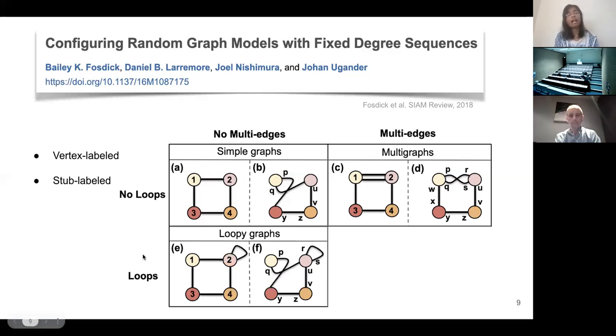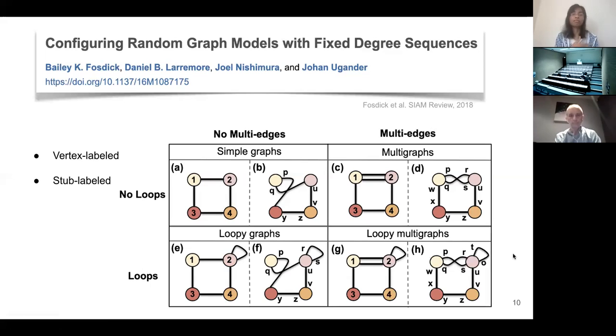And similarly, we can have graphs where we allow loops, but we do not allow multi-edges. So there are loopy graphs. And then we can have both loops and multi-edges. So in total, we have 8 different graph spaces. And the MCMC proposed by Fosdick et al.